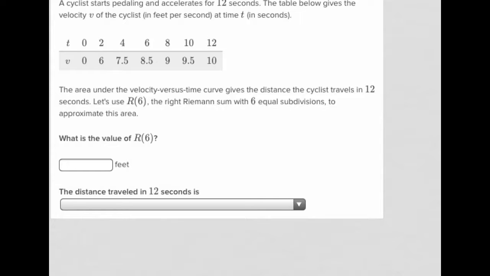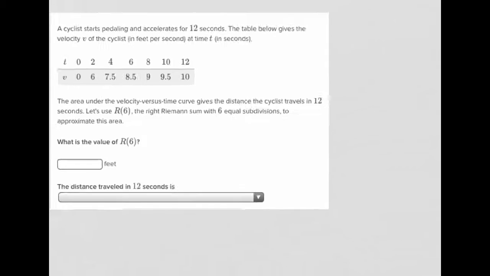Never mind. Distance the cyclist travels in 12 seconds. Okay, yes, that makes sense. Let's use R6, the right Riemann sum, with 6 equal subdivisions to approximate this area. Well, I don't even know what R6 means if I don't have a picture, so I'm going to make a picture out of this table.